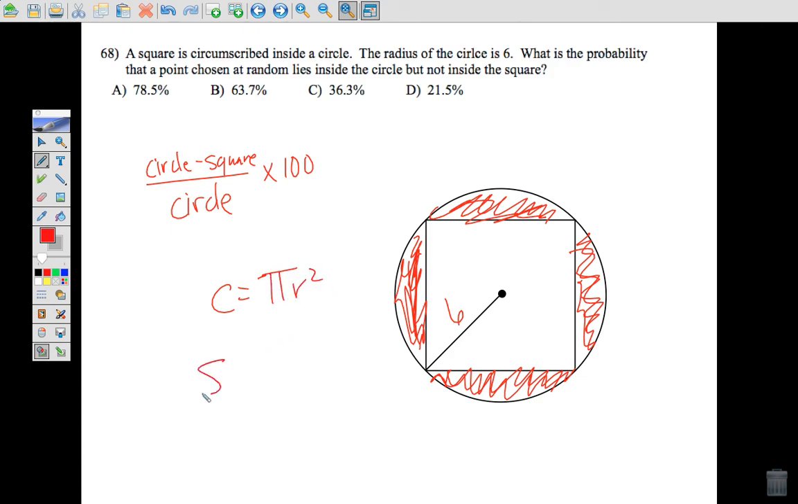But for the square, there's lots of things you can do. The easiest on this square, since you have half the diagonal, is to write that the whole diagonal is 12. This diagonal would also be 12 because the diagonals are the same on a square. And I would do 1/2 diagonal 1 times diagonal 2.